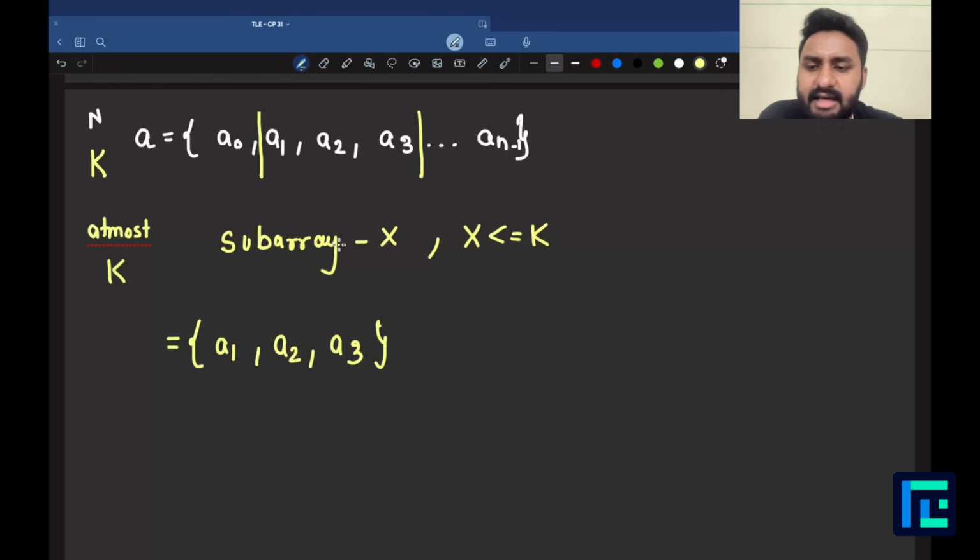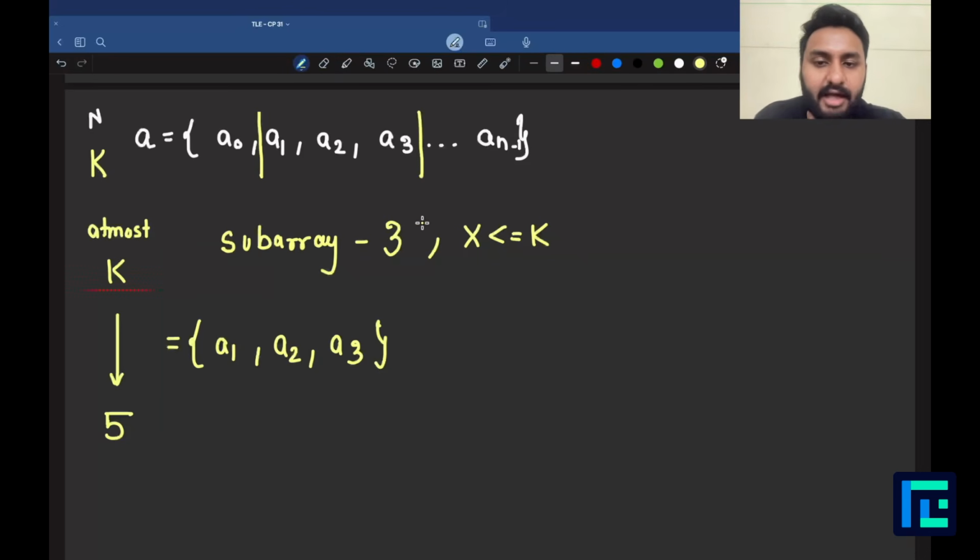So if k is given to you, say 5, that means you can take a subarray of at most size 5. You can take 1, 2, 3, 4, or 5, but not above 5. You want a size that's less than or equal to 5. Maybe you can even go with 0, but definitely not above 5. So in this case, I have taken a subarray of size 3. All right, so I have understood this at most k term.